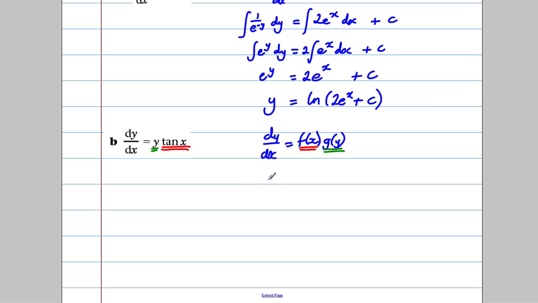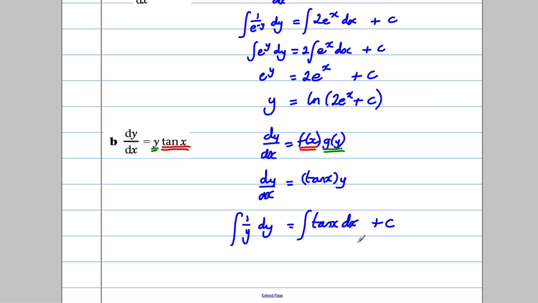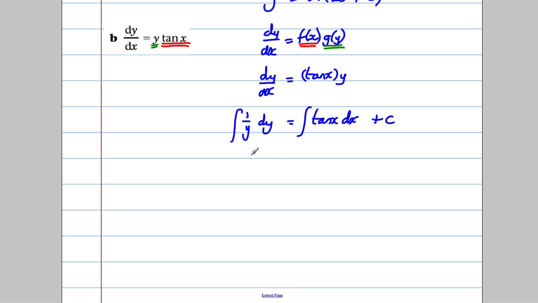So what I'm going to do here, I'm going to write dy by dx is equal to tan x y. I'm going to divide everything by y and multiply by dy by dx. So 1 over y dy is equal to tan x dx. And I'm going to integrate both sides, and when I do that, I get a constant of integration. Now the integral of 1 over y is the natural logarithm of y, because when I differentiate logarithm y, I get 1 over y. So when I integrate 1 over y, I get natural logarithm y.